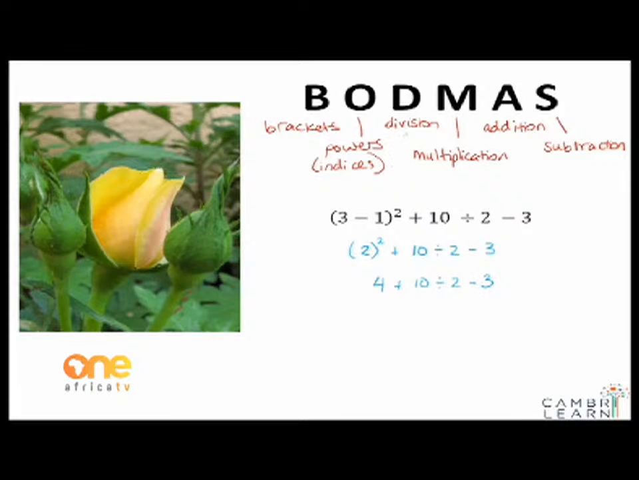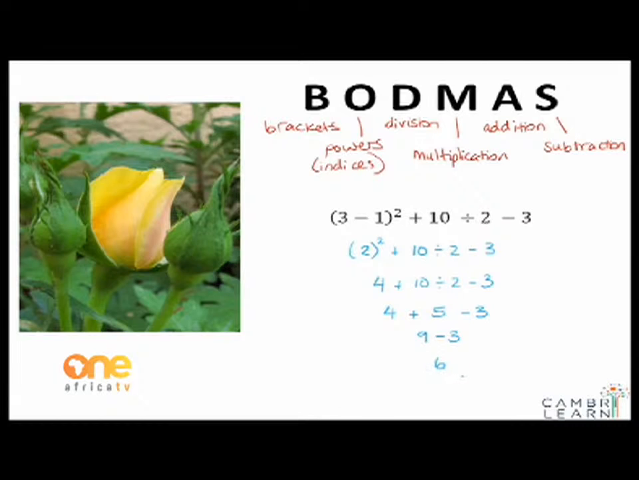Next we can do our division, then our multiplication. If we look down here, we have a division, but no multiplication. So we can do 4 plus 10 divided by 2 is 5, minus 3 we haven't dealt with. Addition before subtraction, so 9 minus 3 gives us 6.